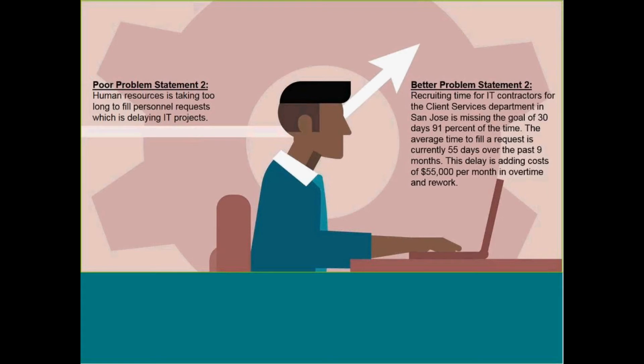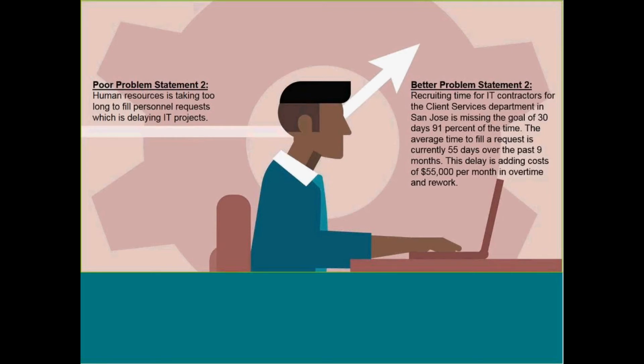So, looking at the original problem statement, we were talking about human resources, right? We've zoomed in on that, talked about specifically recruiting as a function. And moreover, we're talking about IT contractors, as opposed to someone working in a different department or division. We've identified the location of the particular issue. And we know what our goal is, right? Our agreed upon SLA, and how often that SLA is being missed.